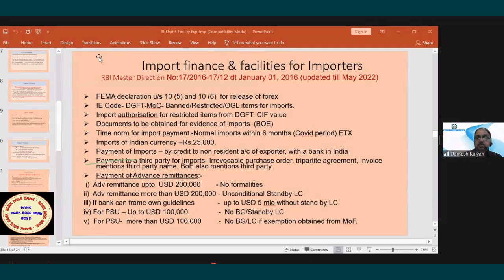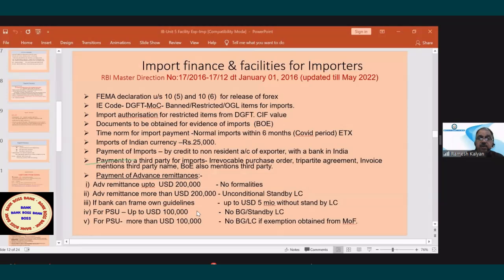So advance remittance up to 2 lakhs, no formalities you can give. If it is more than that, you should get an unconditional standby LC of a foreign bank, naturally. And if a bank has a board-approved policy, up to 5 million we do not insist on such LC. All the banks would have taken that, because there is an RBI instruction. And for PSU up to 1 lakh, no guarantee. If it is more than that, you have to ask for a guarantee. Otherwise, they should get an exemption from the Ministry of Finance.